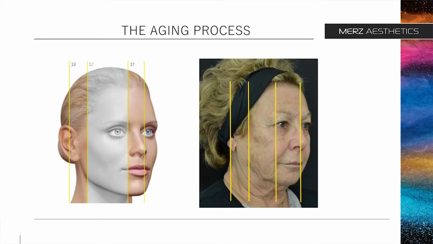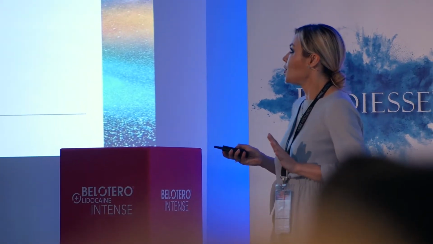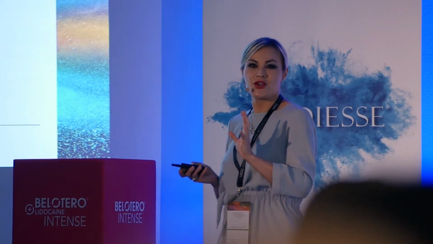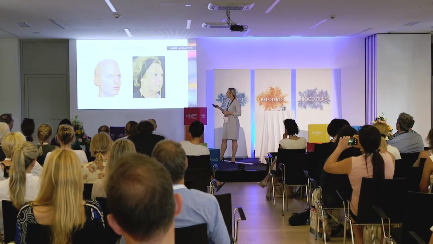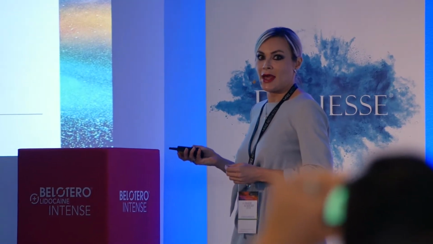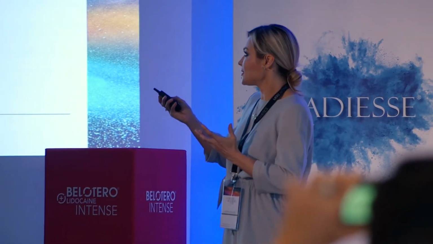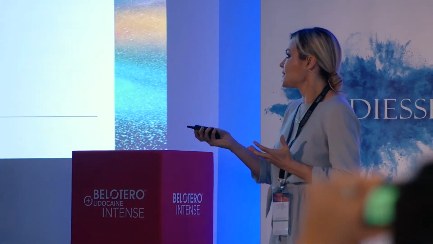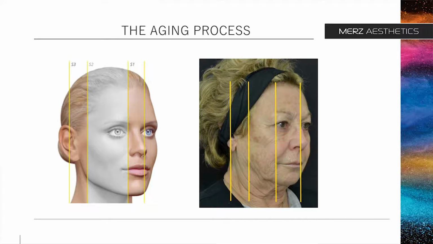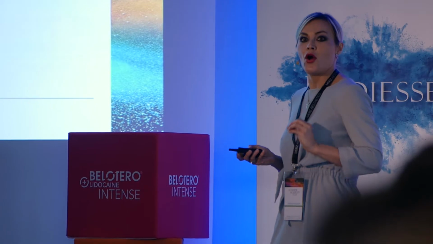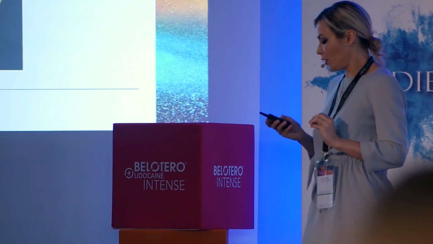So if we divide the face into three vertical sectors, S1, S2, S3, we can see that S1 and S3 are relatively fixed, so they don't move, while the S2 sector, which lies in between, is relatively mobile. So with aging over time, it slides downwards, thus forming the jowling, so this heaviness in the patient's jawline. And this is one of the targets of our treatment, of course.